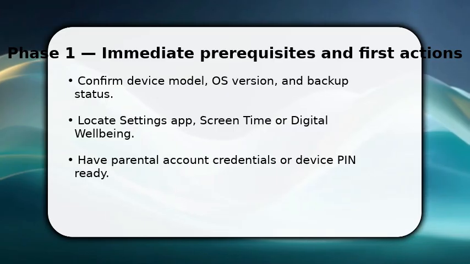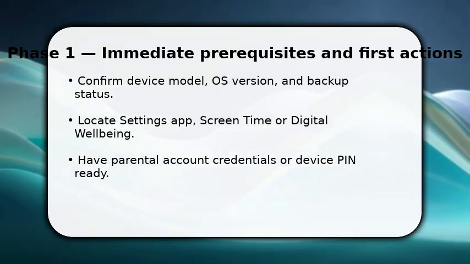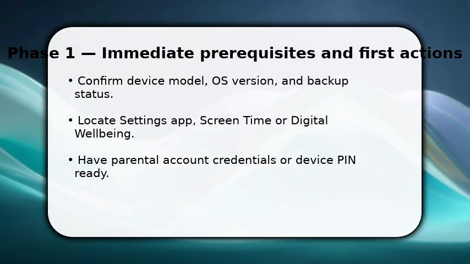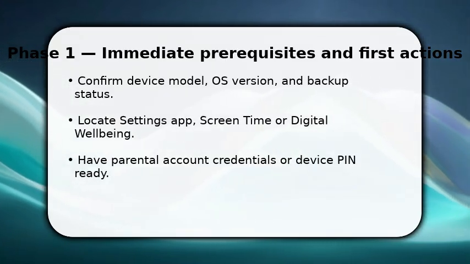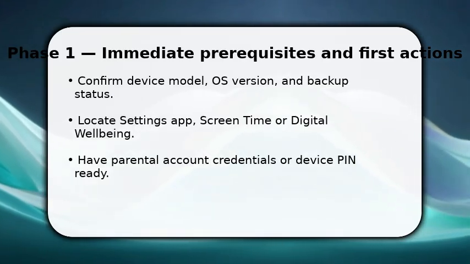If asked, enter the device PIN or the parental account credentials. Do it now because you cannot proceed without them. Once done, look for app limits, content restrictions, or supervised mode. This first access step unlocks the controls you will change next.